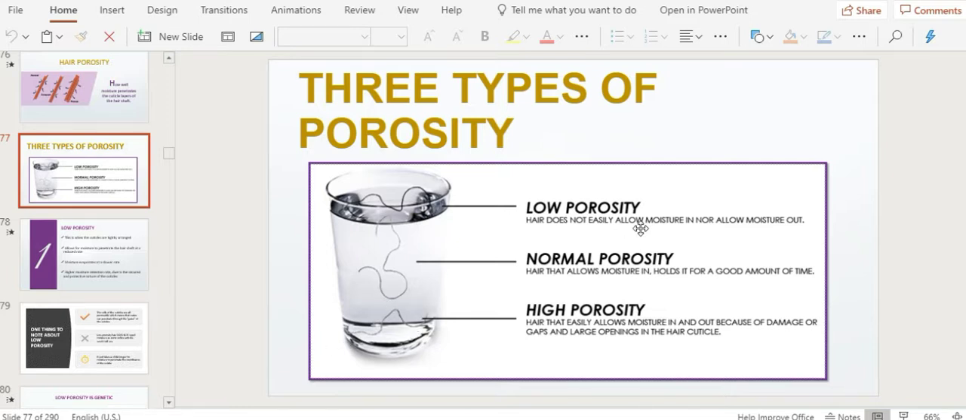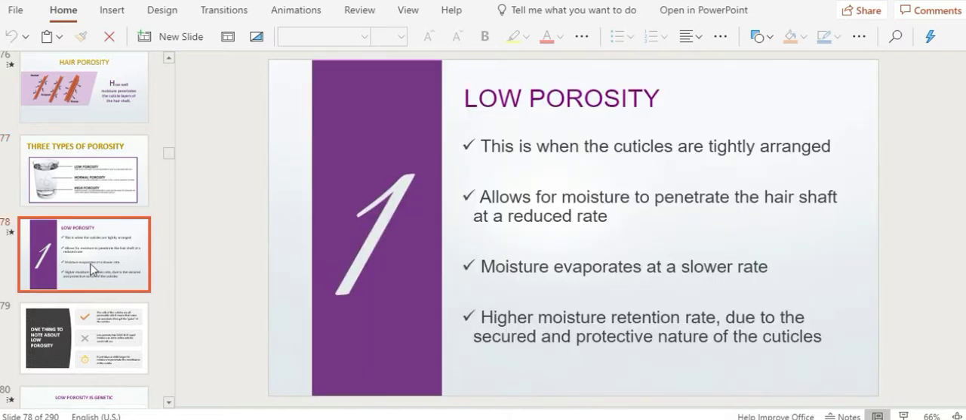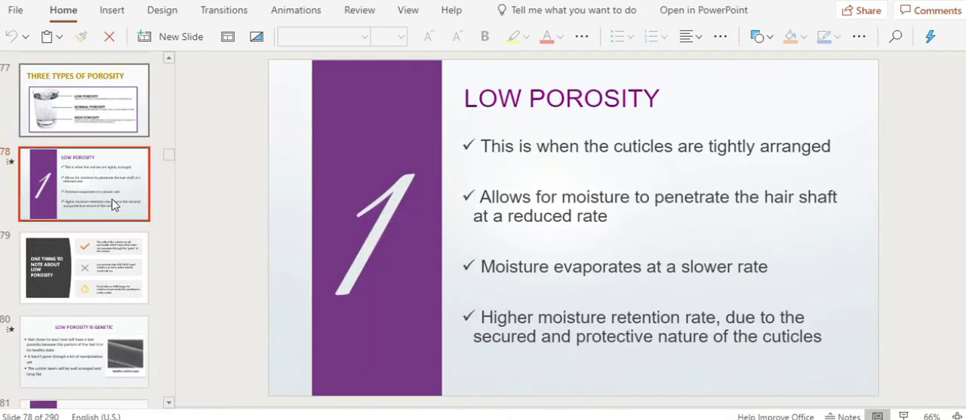So low porosity, based on what you currently know right now, means that your hair does not easily allow moisture in, and no moisture out. Normal porosity means that your hair will allow moisture in and out in a reasonable time frame. And high porosity means that your hair will easily allow moisture in very quickly, and also release moisture very quickly as well. So that's why you have problems with porosity and with your hair always being so dry.